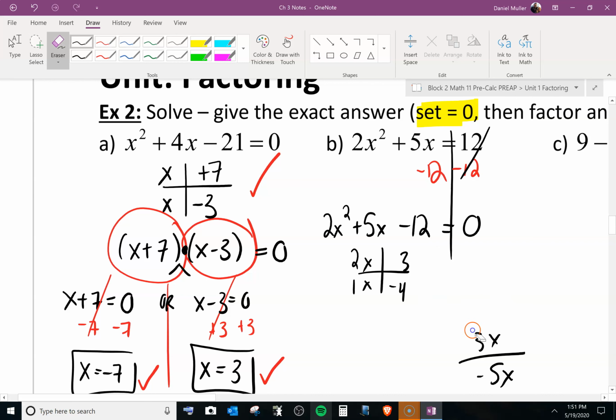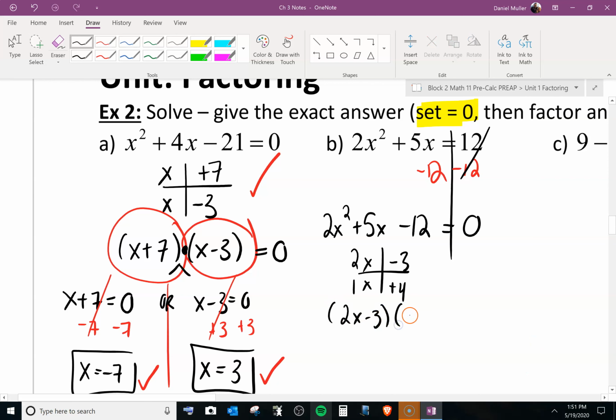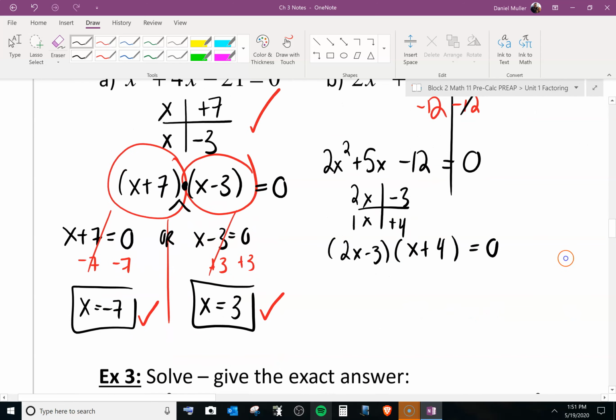I want positive 5x. So that's easy enough. I can just change this to a minus 3 and a plus 4. Now my diagonals are 8x and minus 3x, which get me 5x, and that's what I need. So I'm just going to erase that here. I don't need to show the 8x, and 3x, and 5x. So I've got 2x minus 3 and 1x plus 4, which I'll just write as x plus 4, equals 0.